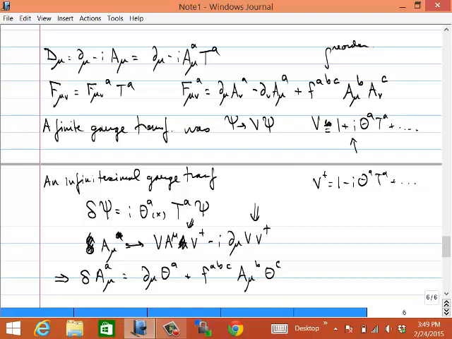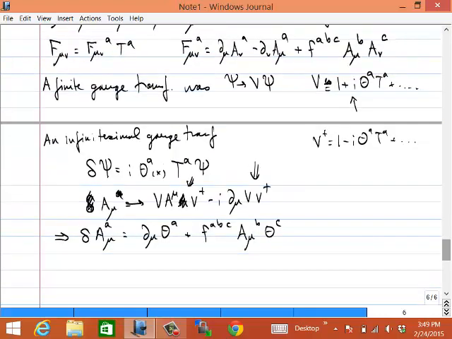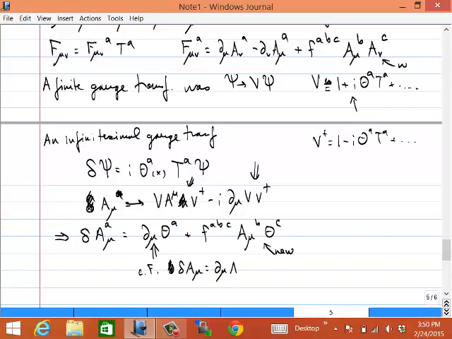So if you compare this to what we had for electromagnetism, this is something that looks very much like the transformation rule for the electromagnetic field under a gauge transformation. But this second term is new. And just like this second term here in our formula for the field strength is new.